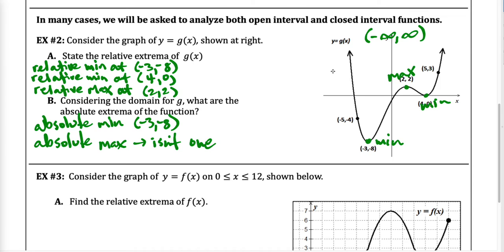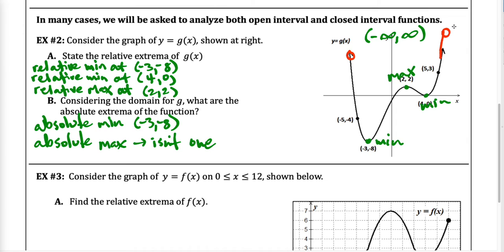The other weird and annoying fact: let's say both of these didn't have arrowheads, and let's say both of these had open circles. There would be no absolute max because you can't specifically say where the top is. Now, I haven't seen these questions in this packet, but these were in the textbook, and I have seen them on the AP test.